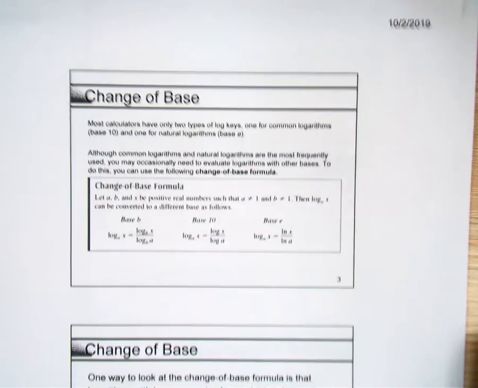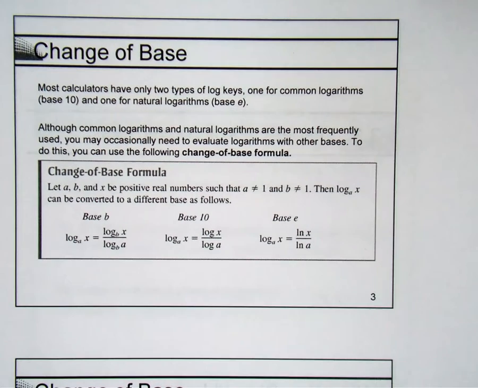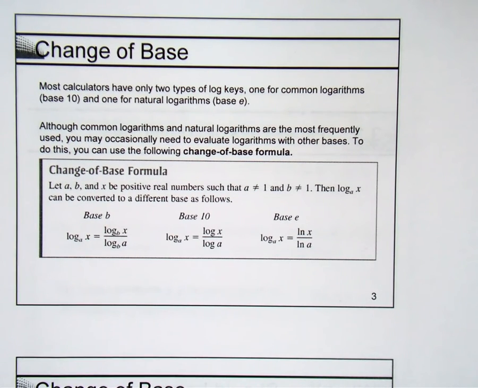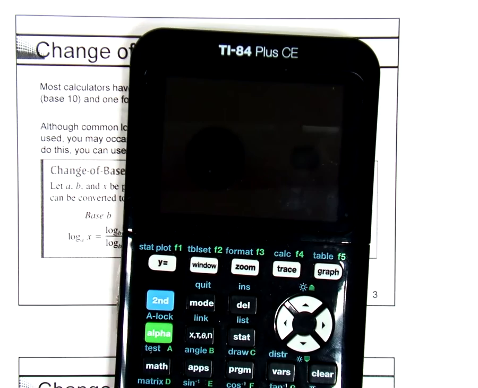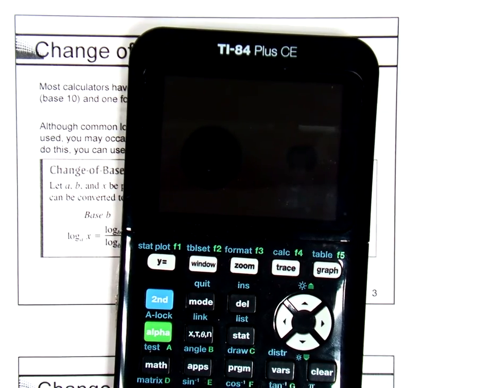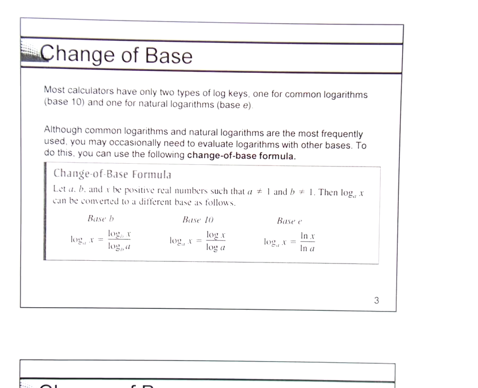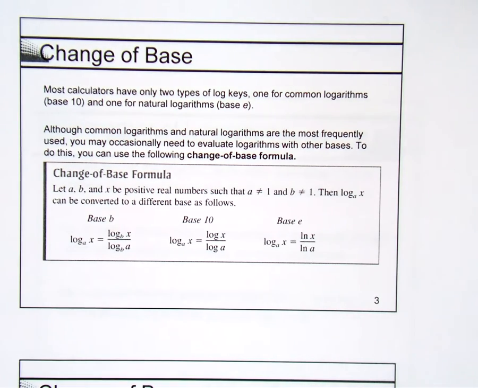So the change of base formula, probably one of the more important things from today. Most calculators have only two types of log keys: the common log, LOG, which is base 10, and the one for your natural log, base E. I know we looked at it yesterday, and some of you with the 84 Plus color edition were able to get in there and actually do a different log, change your bases. But even that can be a little bit of a time-consuming pain. So sometimes it's just as easy to use this.